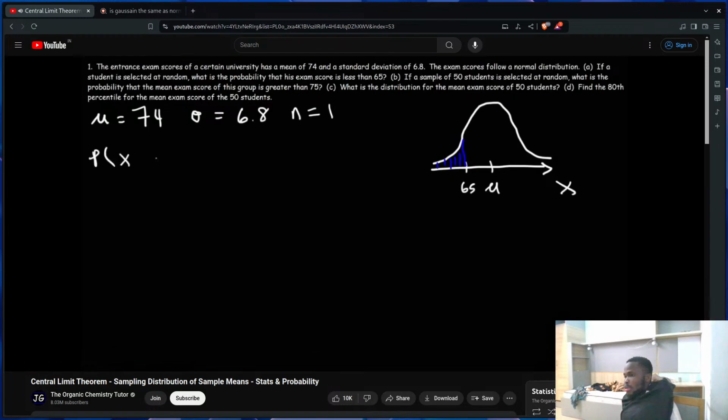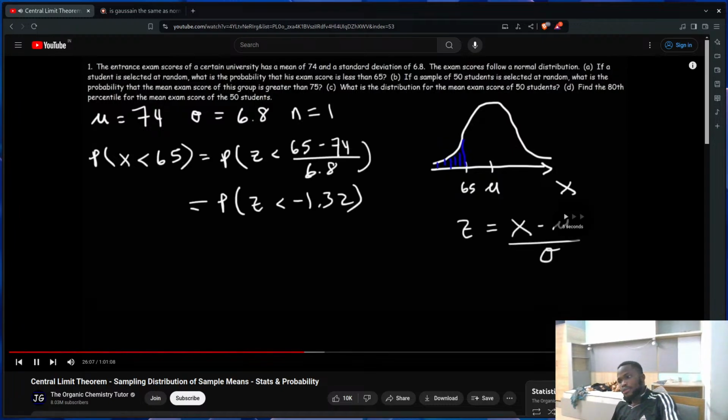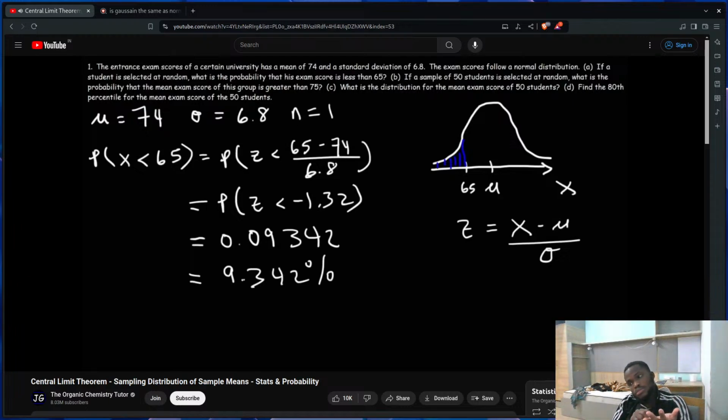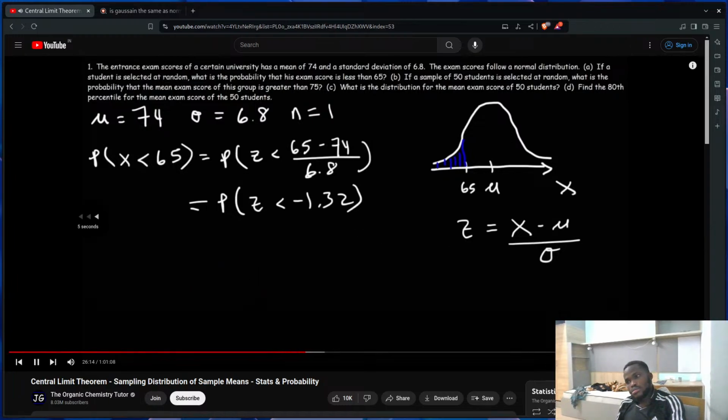So the probability that x is less than 65 is going to be, now we need to calculate the z-score. So we're going to use this formula. Z of negative 1.32 corresponds to an area of 0.09342. So what this means is that there is a 9.342% chance that if we select a student at random, that's going to be the probability that his score is less than 65. So this is the answer in the form of a percentage. To get that number, just keep in mind, you need to multiply this by 100.